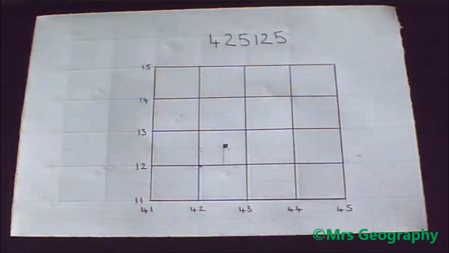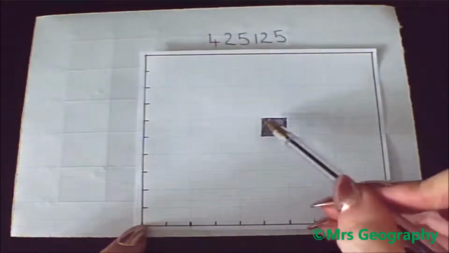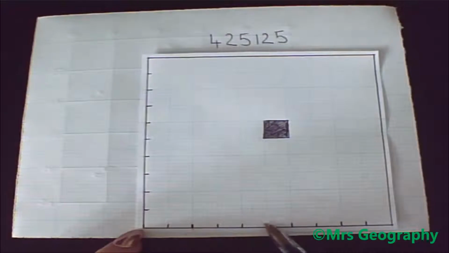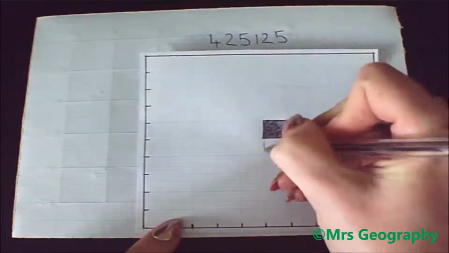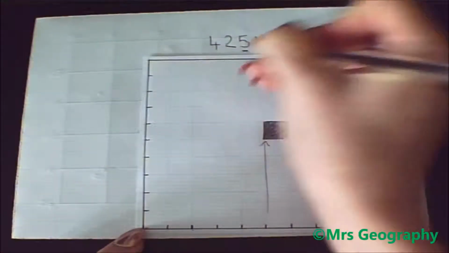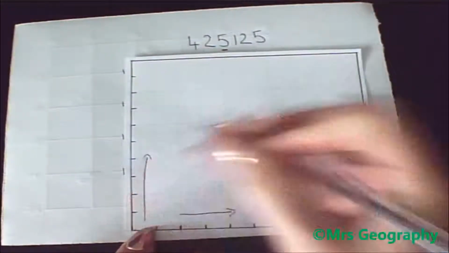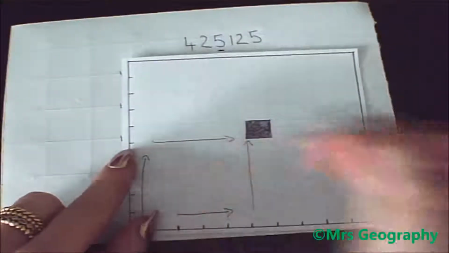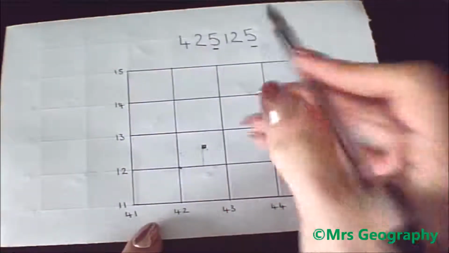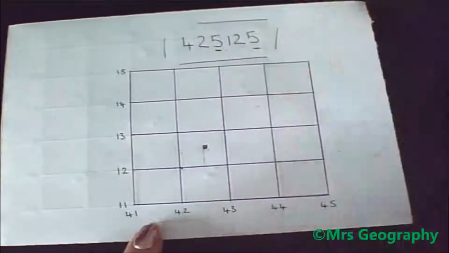Now if I was to blow up that grid square, we can see that this point is 1, 2, 3, 4, 5 away from my bottom left hand corner, hence the first 5, always along the corridor first. Then we notice that if we go up the stairs, 1, 2, 3, 4, 5, that's where our second 5 comes from. So the answer to this point is 425, 125. And that is our six-figure grid reference.